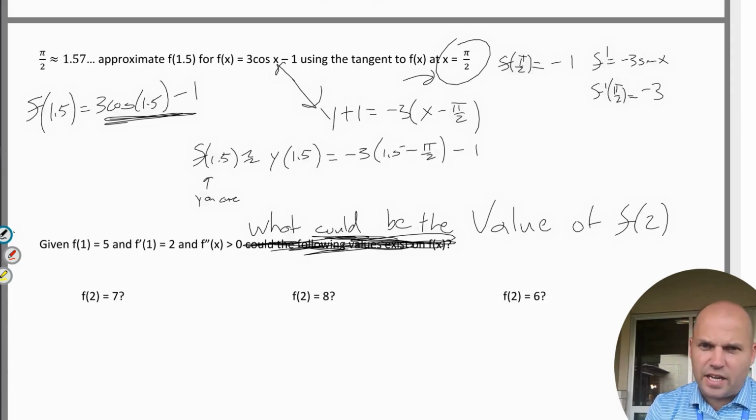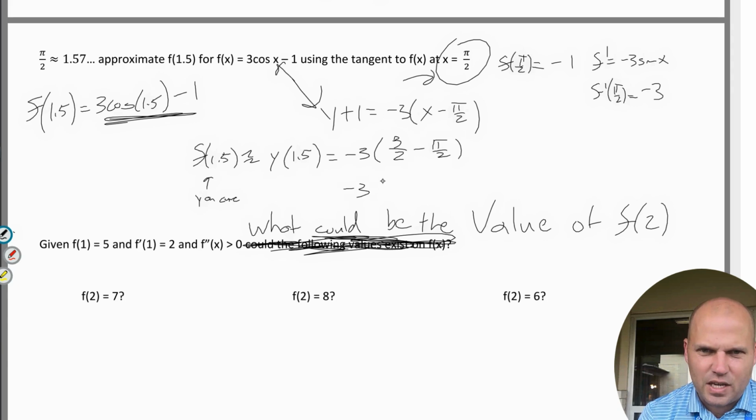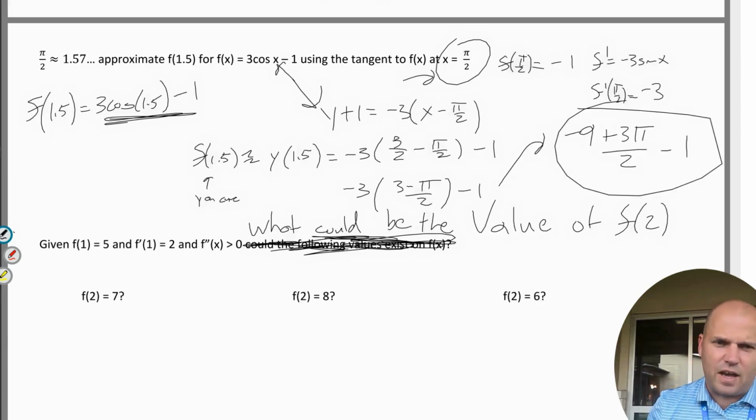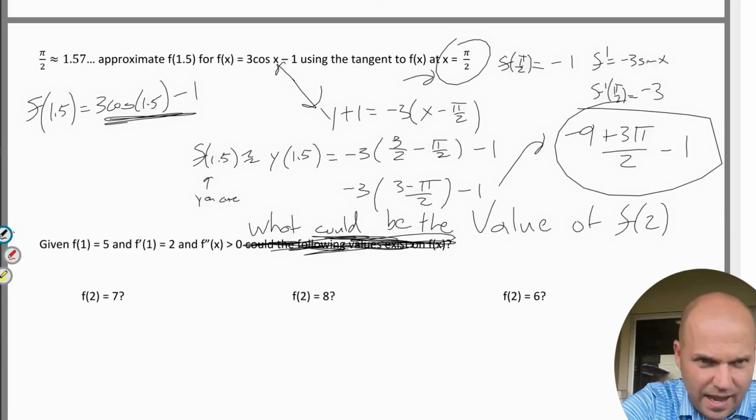I can distribute the negative 3. Now negative, or I could actually turn it into 3 halves. Watch. Why do I do that? Because it's negative 3 times 3 minus pi over 2, minus 1, which is negative 9 plus 3 pi over 2 minus 1. And I'm just going to leave that value like that.